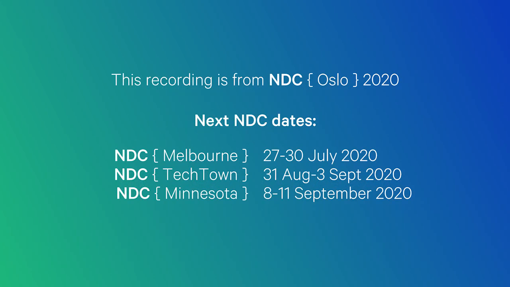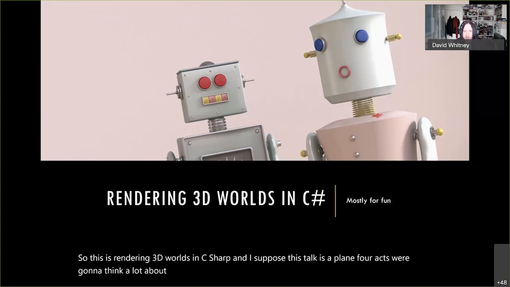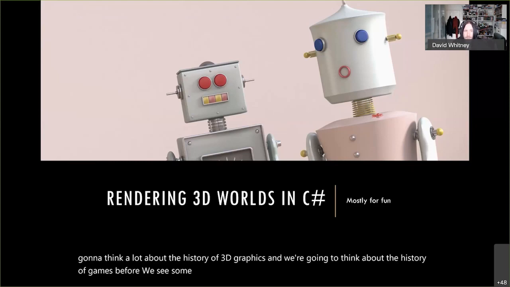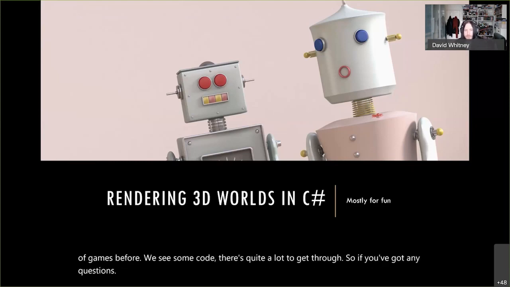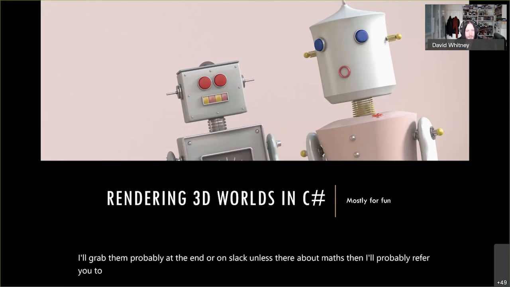So this is rendering 3D worlds in C#, and I suppose this talk is a play in 4 acts. We're going to think a lot about the history of 3D graphics, and we're going to think about the history of games before we see some code. There's quite a lot to get through, so if you've got any questions, I'll grab them probably at the end or on Slack. Unless they're about maths, then I'll probably refer you to Wikipedia, I say, only half joking.